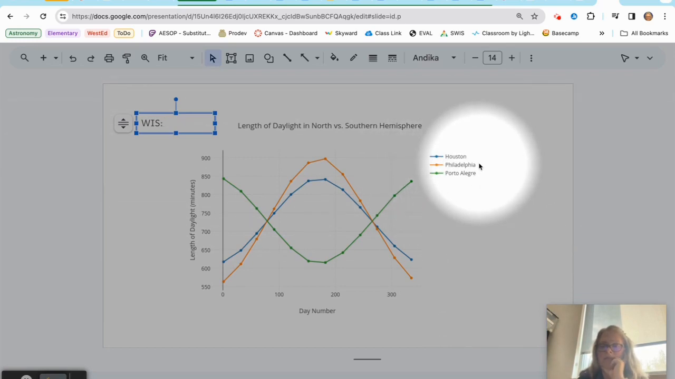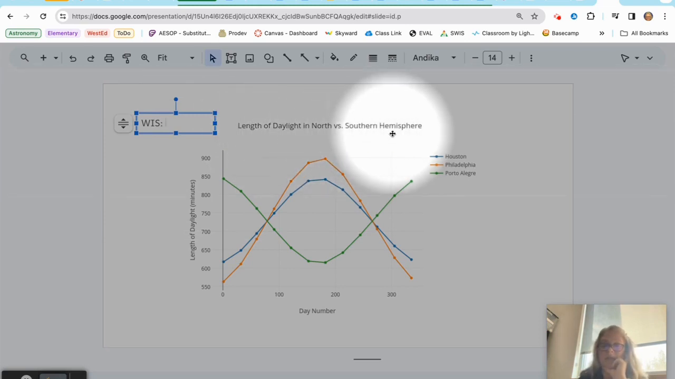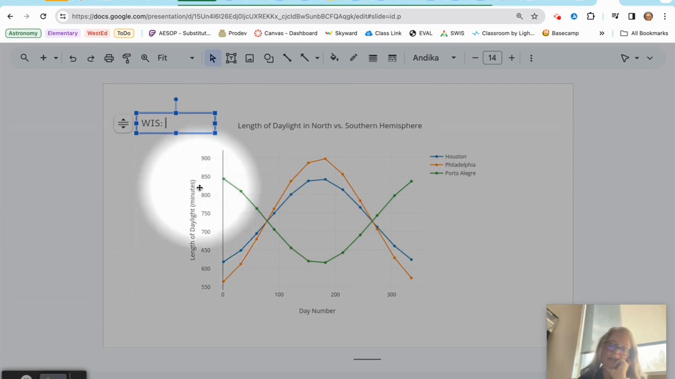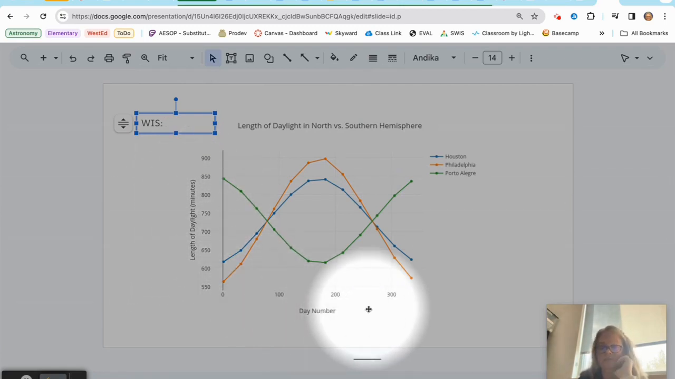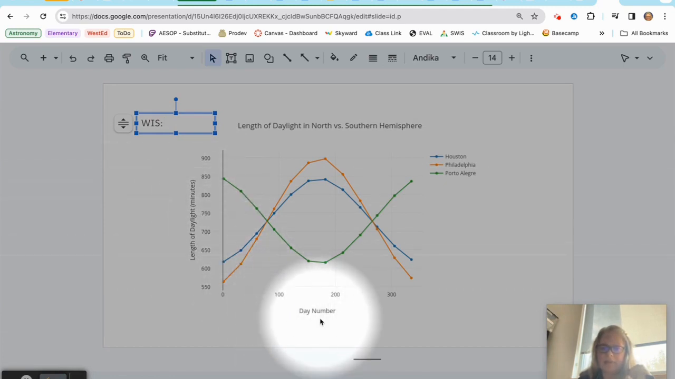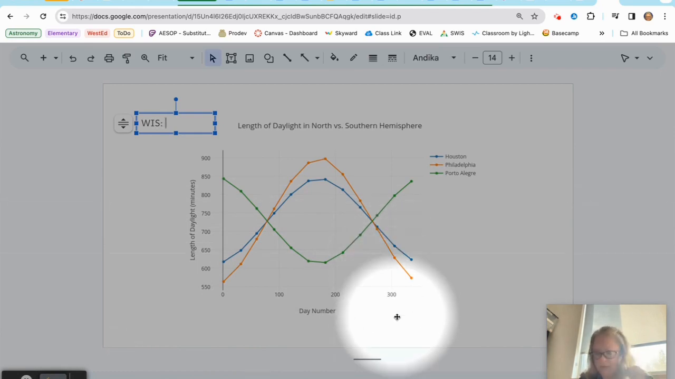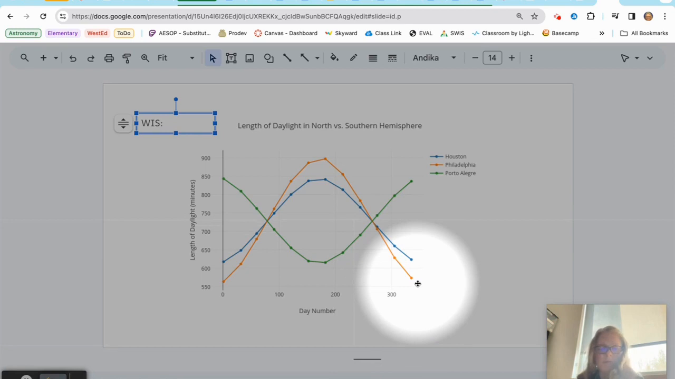Turns out Houston, Philadelphia, and Porto Alegre are all cities. I look up here, I see this is the length of daylight in the north versus southern hemisphere. Then I see length of daylight in minutes and day number. I know that there are 60 minutes in an hour, so this is going to be minutes, but I could translate that into hours if I wanted to. And I know there's 365 days in a year, so this is about a third of the way, this is about 2/3 of the way, and this is about 3/3 of the way almost, right? So 365 days would be over here.